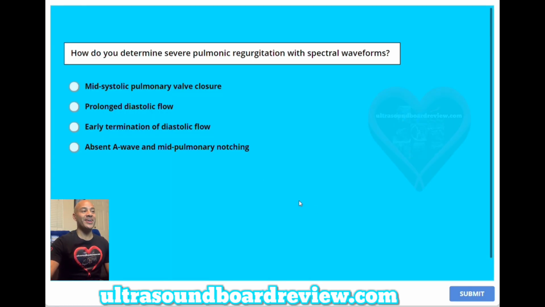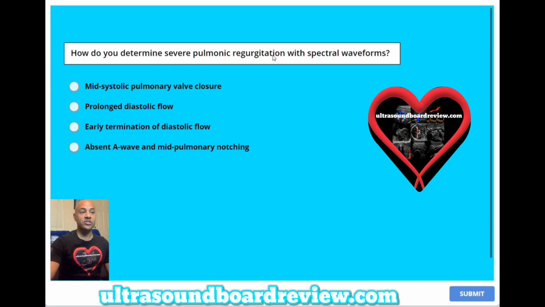Question 132. How do you determine severe pulmonic regurgitation with spectral waveforms? A, mid-systolic pulmonary valve closure. B, prolonged diastolic flow. C, early termination of diastolic flow. Or D, absent A wave and mid-pulmonary notching. The answer is C, early termination of diastolic flow.